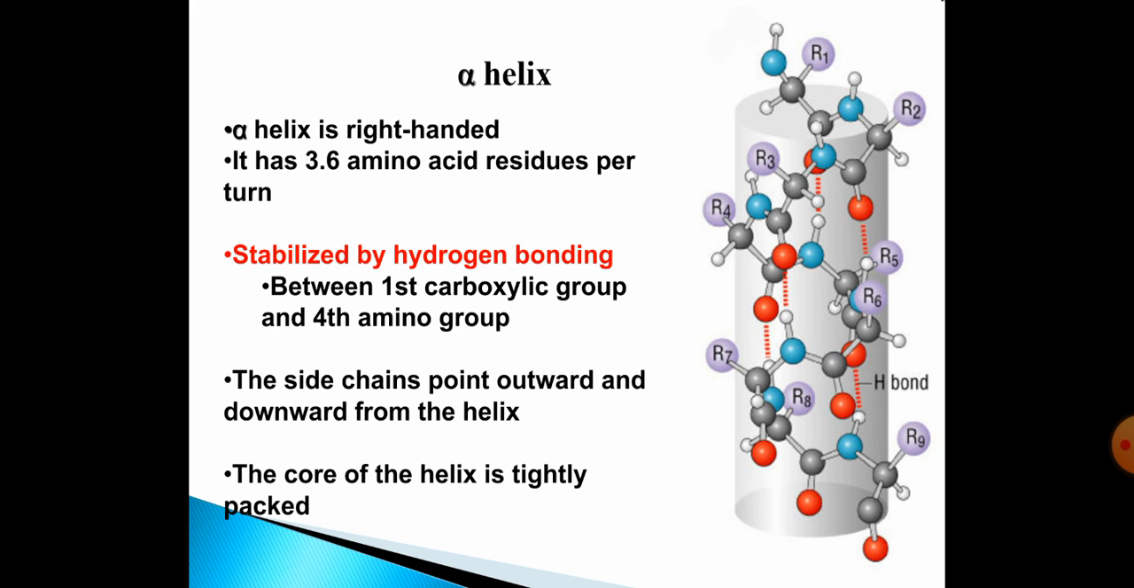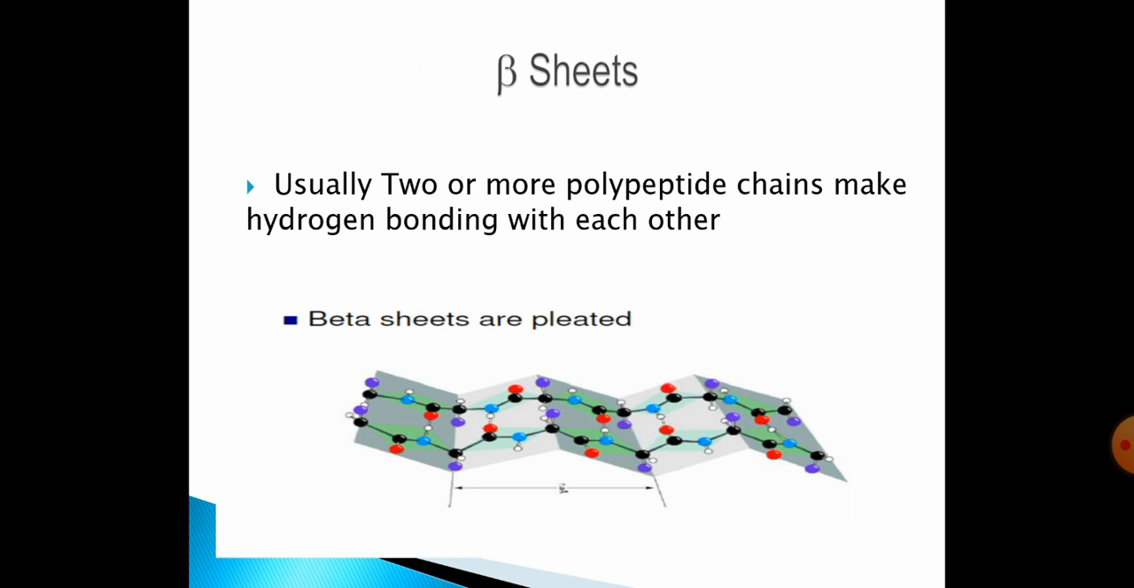The alpha helix is clearly like a helix, right-handed. It has 3.6 amino acid residues per turn, stabilized by hydrogen bonding between the first carboxyl and the fourth amino acid. So the amino acids are joined together by hydrogen bonds. In beta sheets, usually two or more polypeptide chains make hydrogen bonds with each other. Beta sheets are pleated, as seen in the structure.